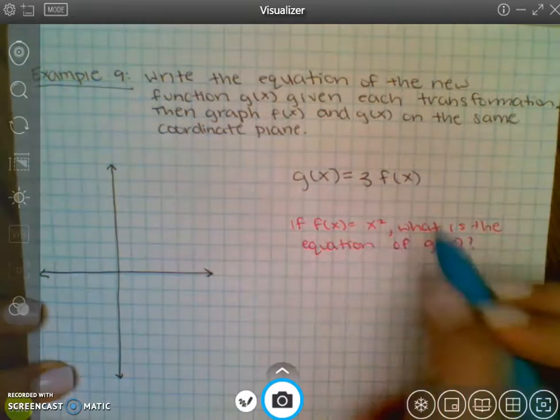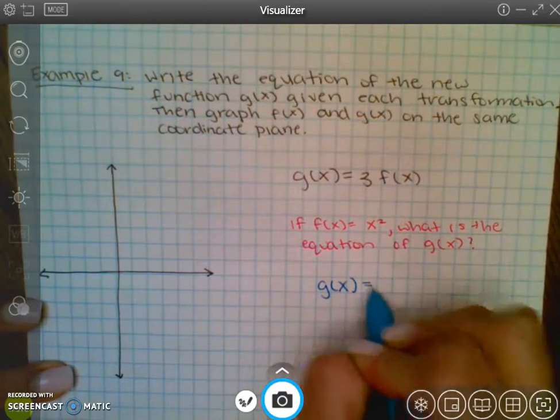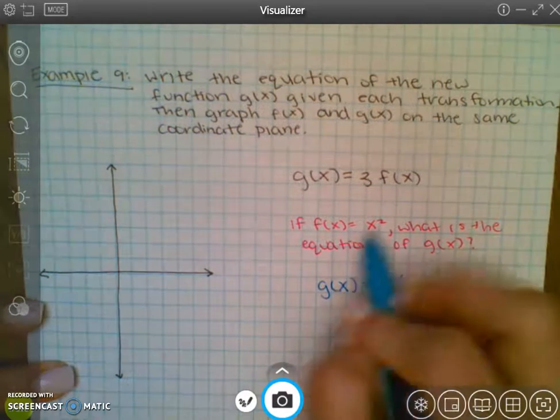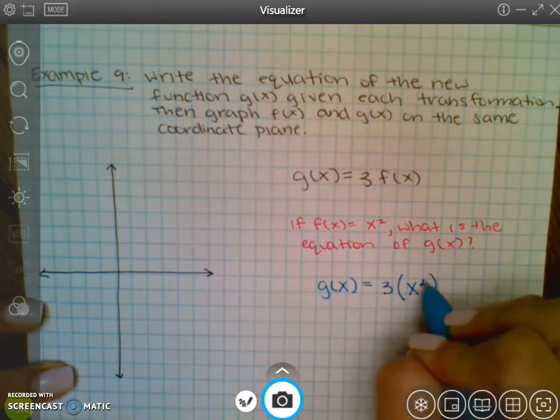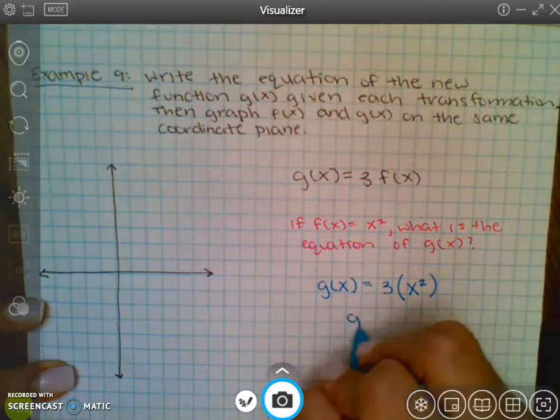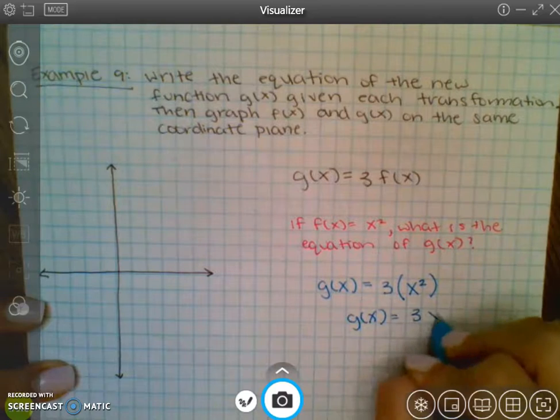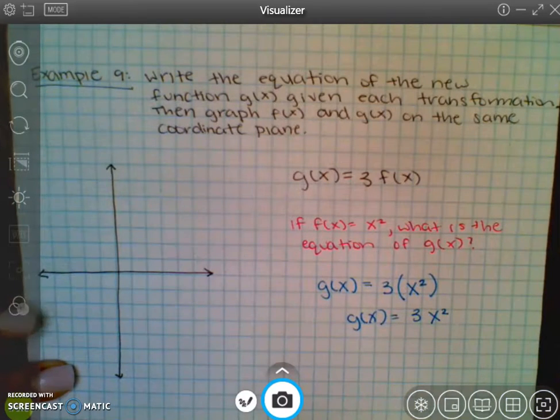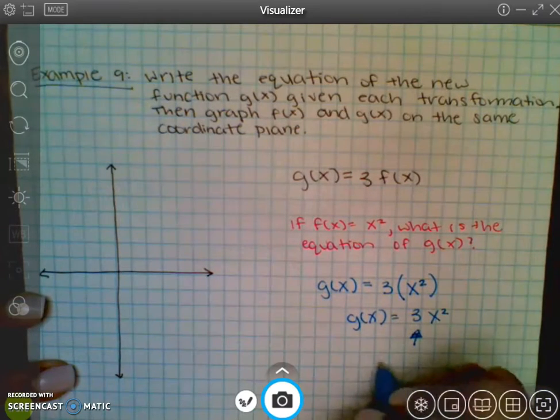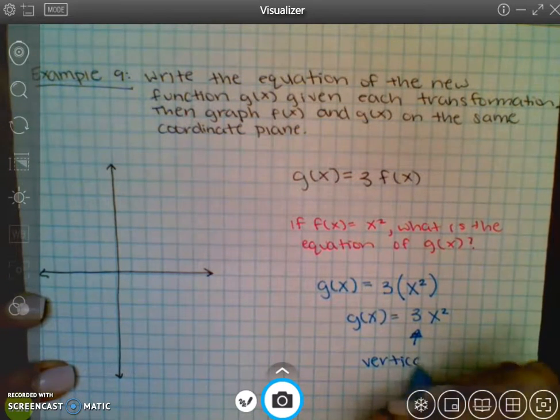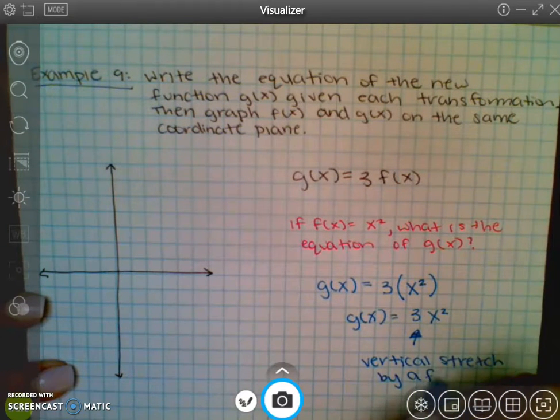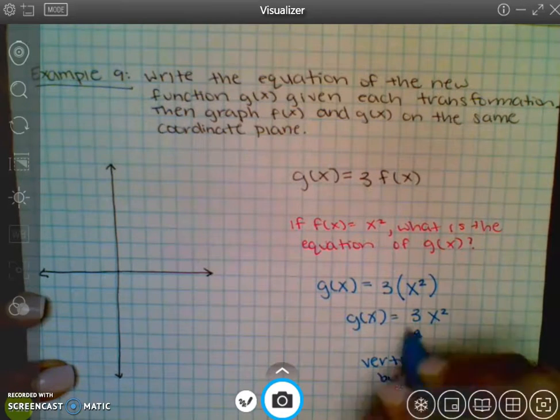So g of x is actually going to be 3 times everything that f of x was. So x squared. I don't actually need these parentheses because it's just 3 times. So my actual g of x function is going to be 3x squared. And when there's a 3 out front, that right there is a vertical stretch by a factor of 3.